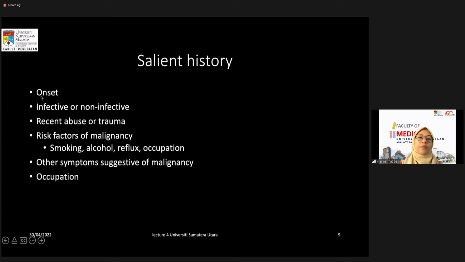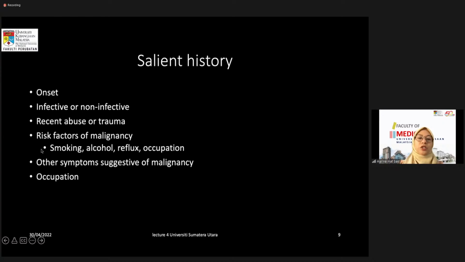Someone who has acute onset of hoarseness and there is recent abuse or trauma, like the patient went to karaoke and used the voice a lot, or went to a game and screamed a lot, and after that has hoarseness, then you would think about vocal fold hemorrhage. You would think about hemorrhagic polyp, something like that, or acute laryngitis due to trauma.